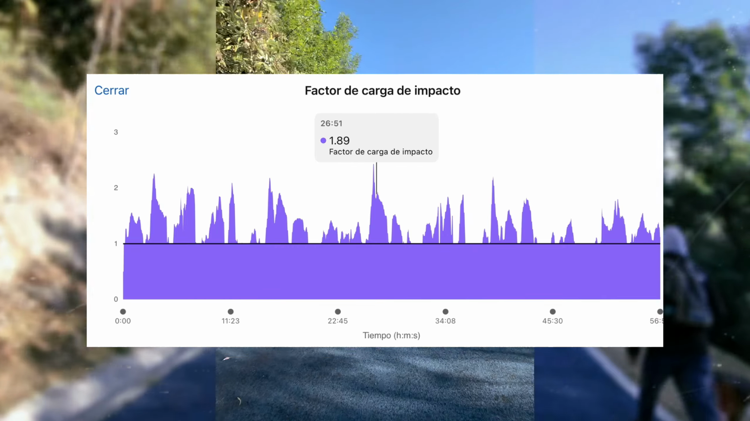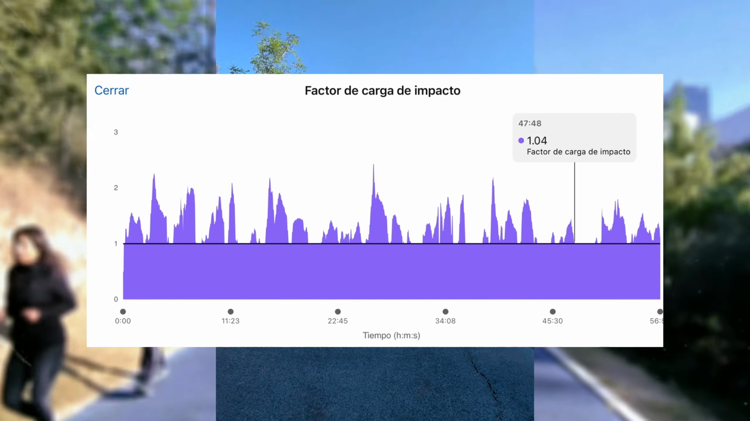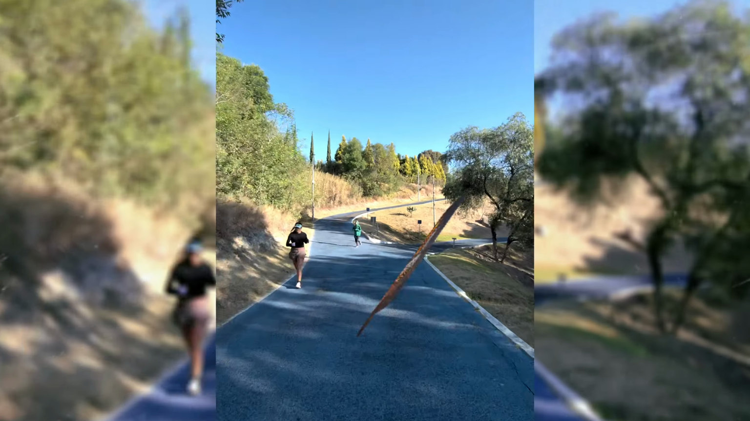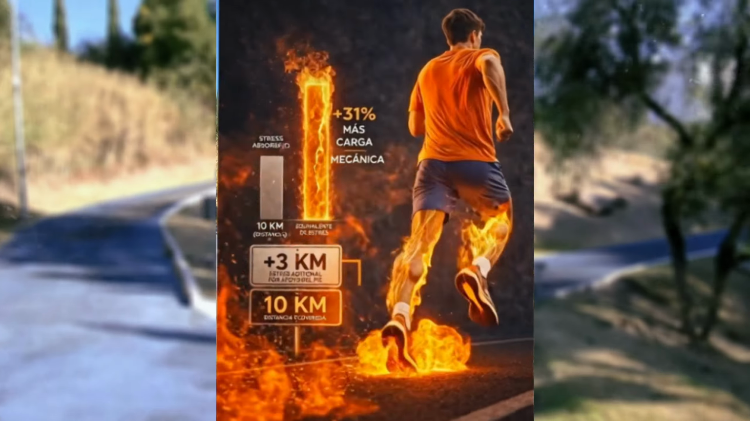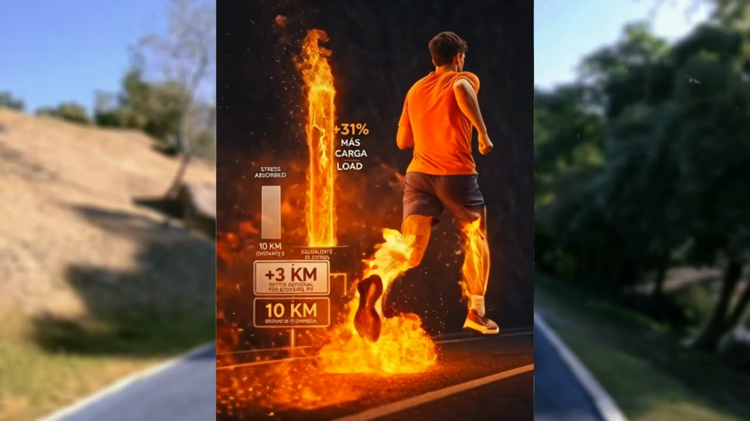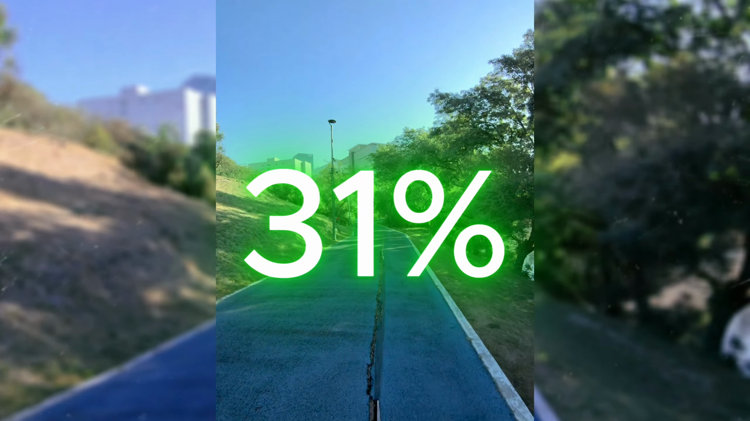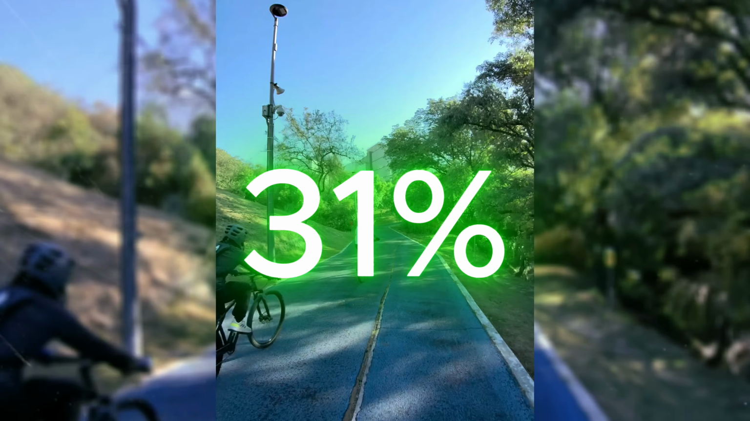The actual distance was 10.03 kilometers, but the impact load was 13.14 kilometers. That means my body absorbed the equivalent of 3 additional kilometers of stress, not because I ran farther, but because of how my foot contacted the ground. That is 31% more mechanical load than the distance actually covered.